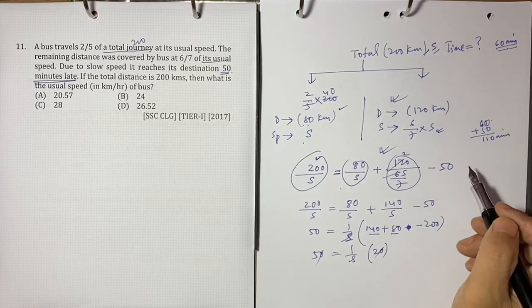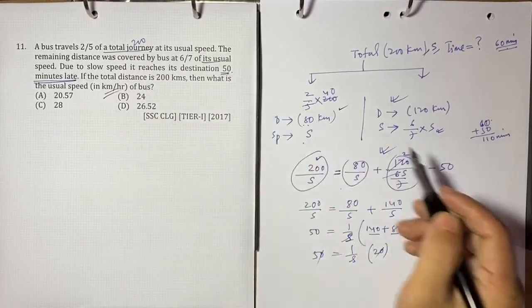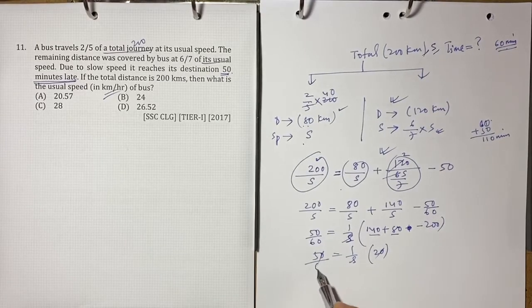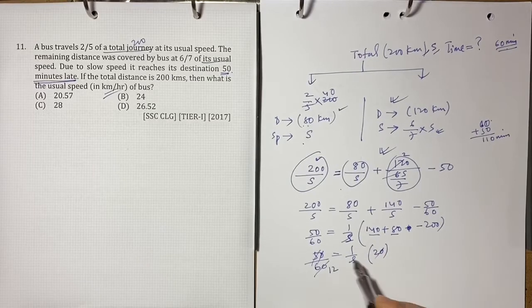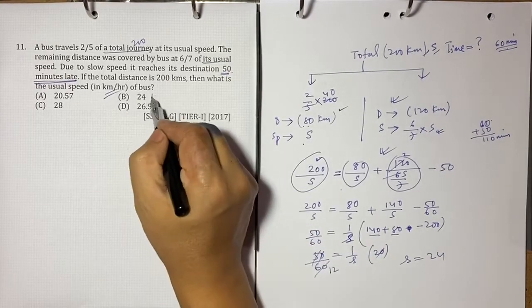Okay. Now convert kilometer per hour to minutes. So this will be this. So this will be this. So cancel it, 12. So speed equal to, solving it, 24. So the answer has to be 24.